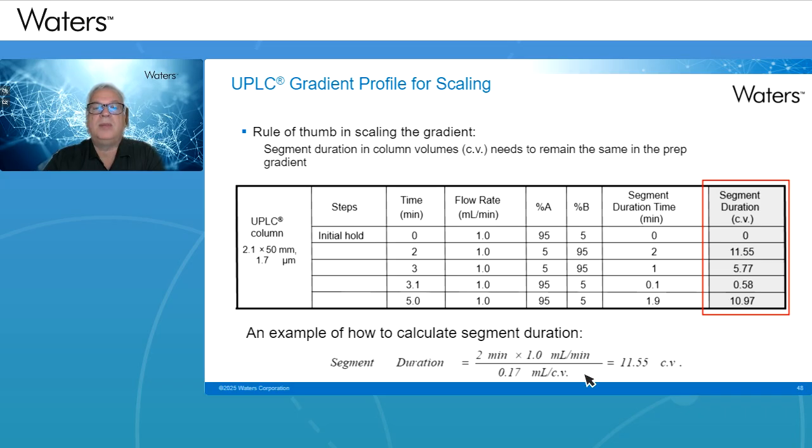So 2 mL represents 11.55 column volumes. So on this step, on the next step, I use 5.77 column volumes. And again, we know each of the segment durations in terms of column volume, and this is what we will need to keep constant when we use a calculator. This is what the calculator will do for us.